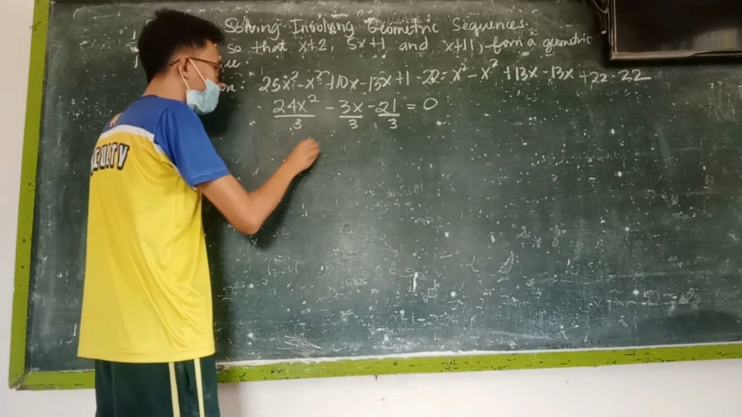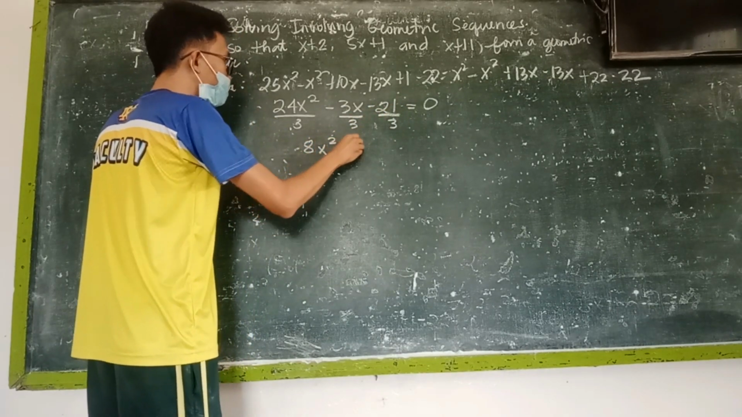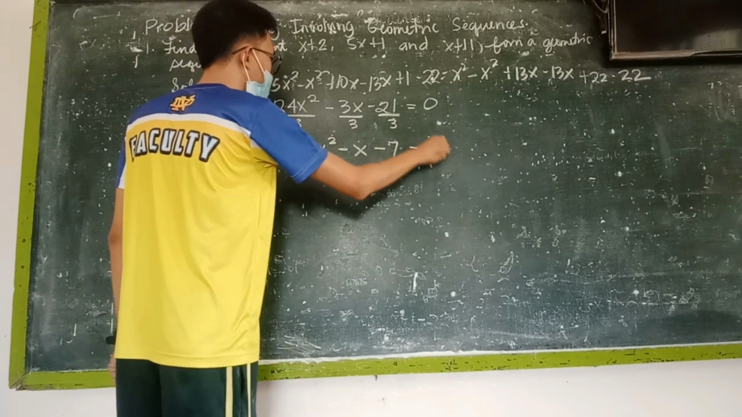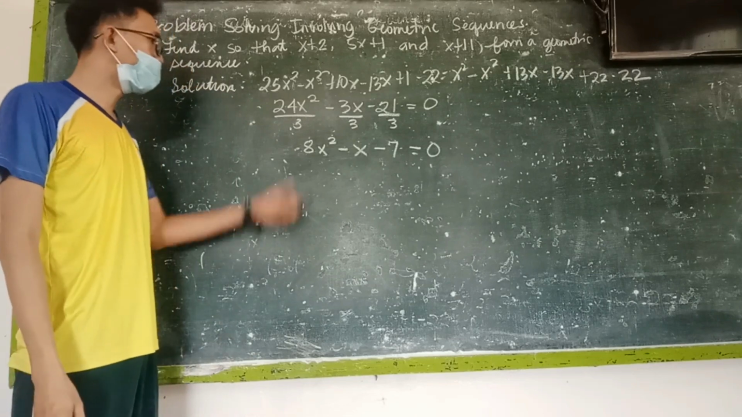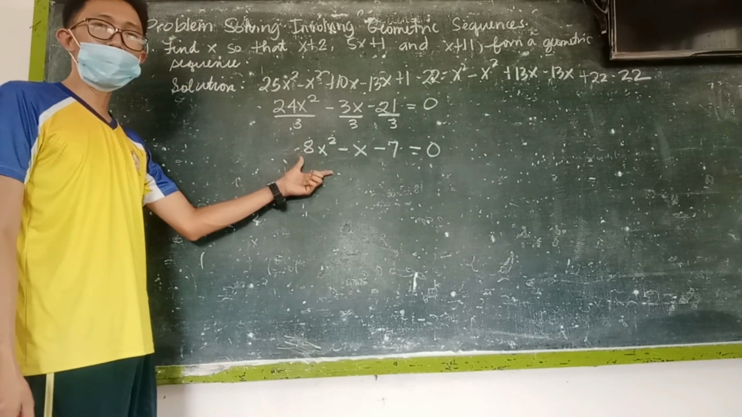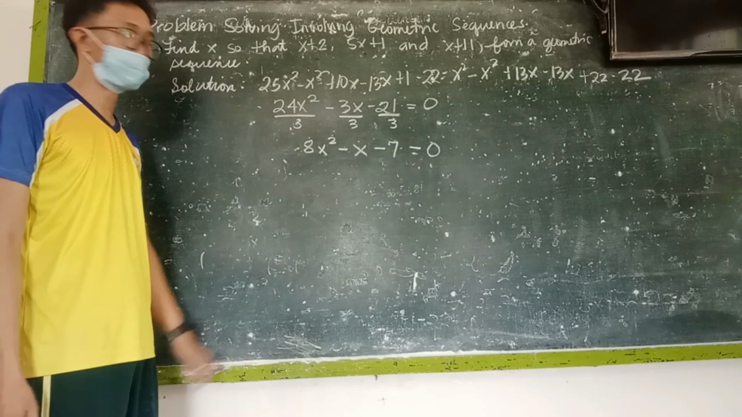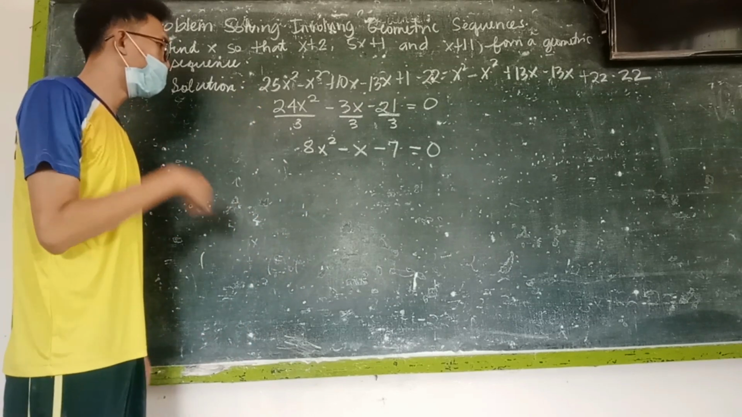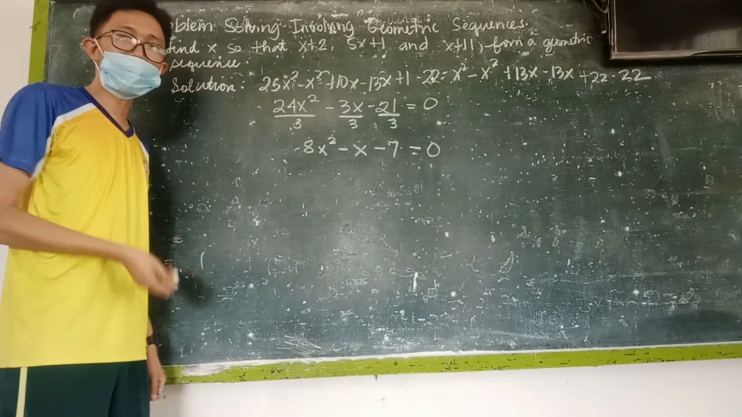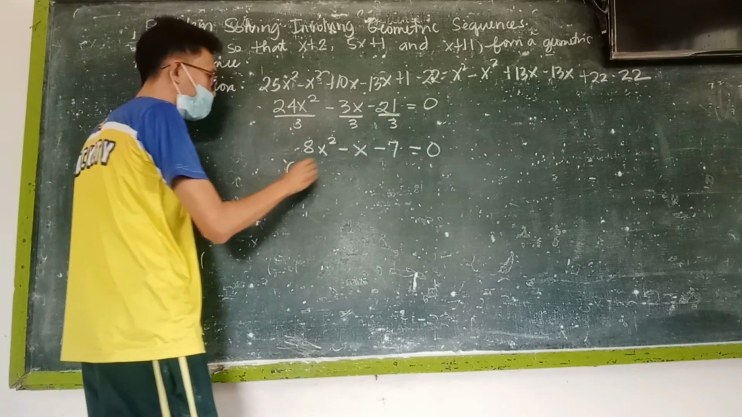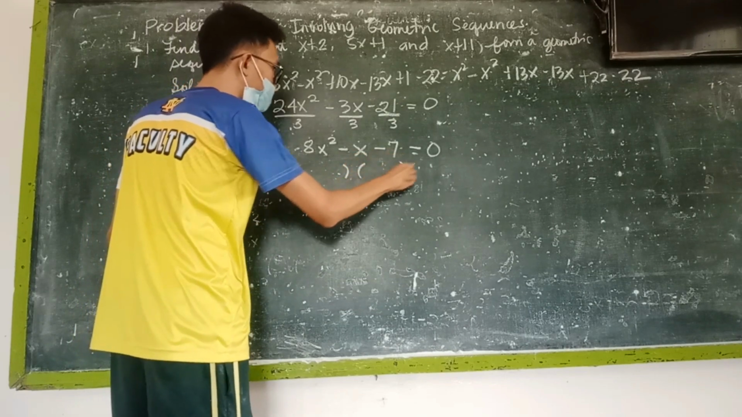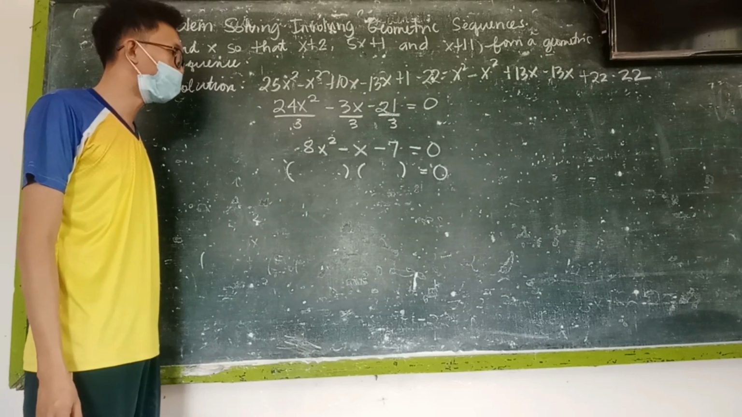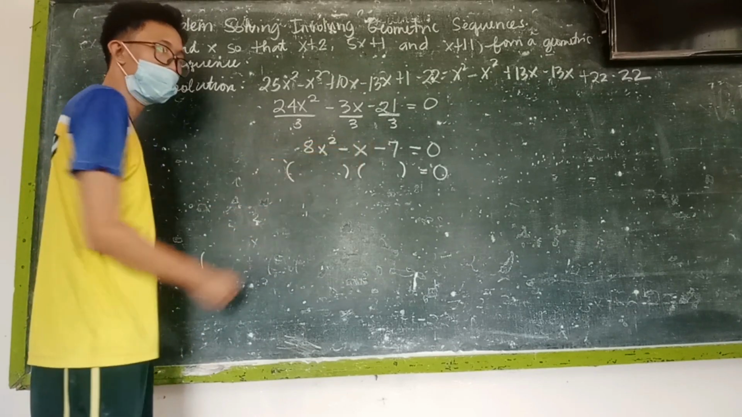So, magiging 8x squared minus x minus 7 is equal to 0. So, mas madali sa atin kasi nakuha na natin yung simplified version ng quadratic equation doon sa taas. We can use factoring, completing the square and quadratic formula. So, ako, para mas madali tayo, we will use factoring. So, maghanap tayo ng factors ng 8x squared minus x minus 7.